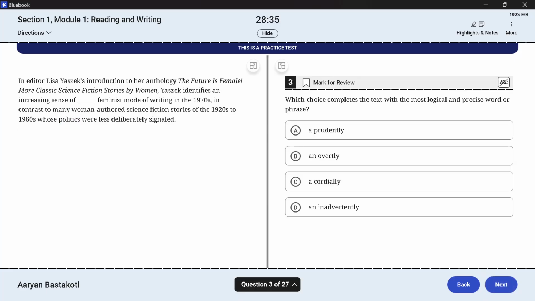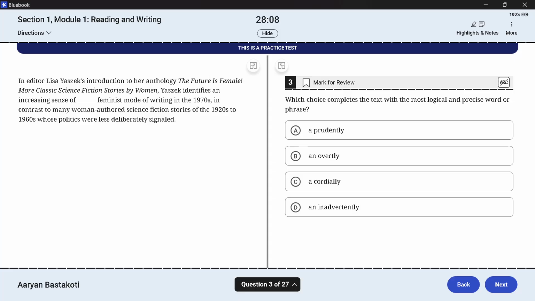So in editor Lisa Yaszek's introduction to her anthology, The Future Is Female, More Classic Science Fiction Stories by Women, Yaszek identifies an increasing sense of the blank feminist mode of writing in the 1970s. In contrast to many women-authored science fiction stories of the 1920s to 1960s whose politics were less deliberately signaled. Okay, what is this saying? Let me read it again.